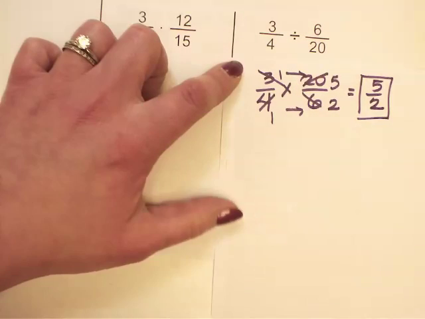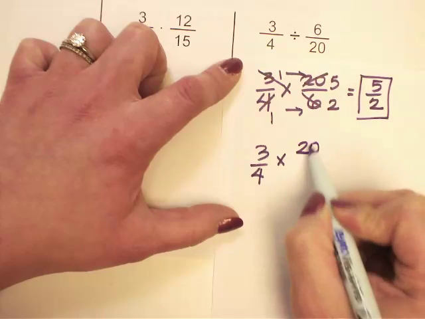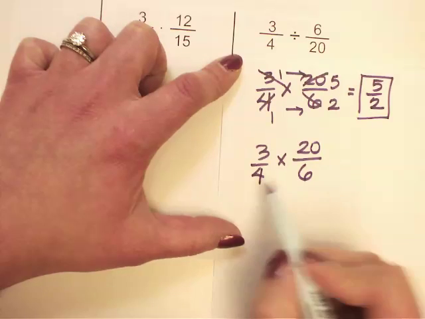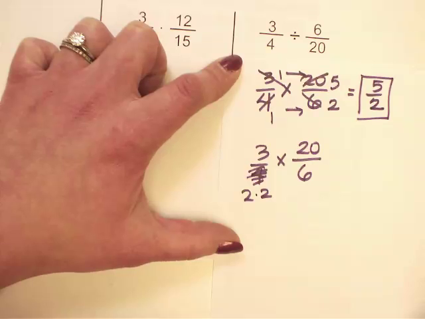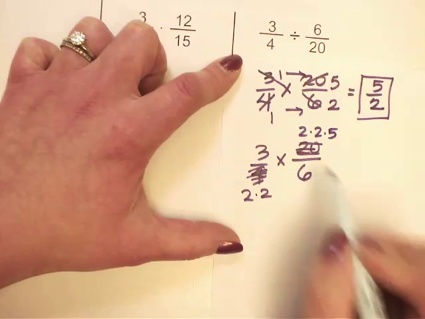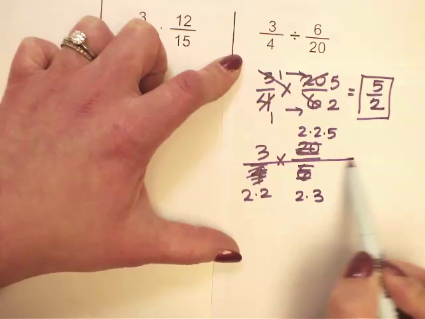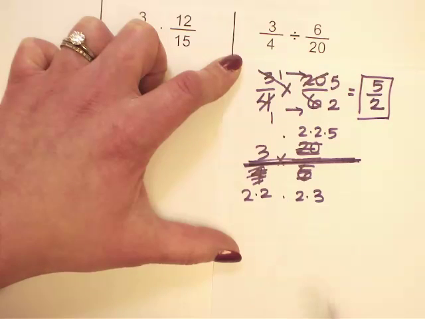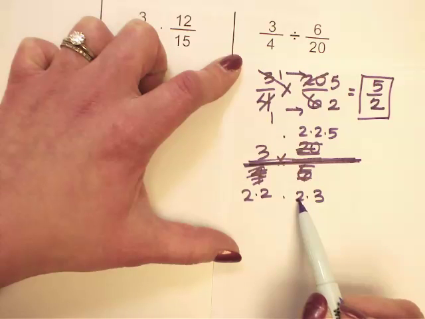We rewrote that division problem as 3/4 times the reciprocal 20 over 6. We're going to do the same thing and factor it. So I'm going to factor 4 is 2 times 2, so I'm going to replace the 4. 20 is 2 times 10, which is 2 times 2 times 5. 6 is 2 times 3. And once I have everything factored, I'm going to extend the fraction bar and now this becomes one big fraction. 3 times 2 times 2 times 5 over 2 times 2 times 2 times 3.